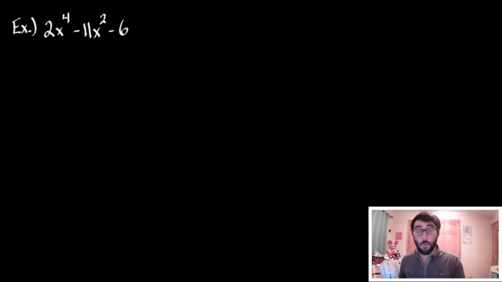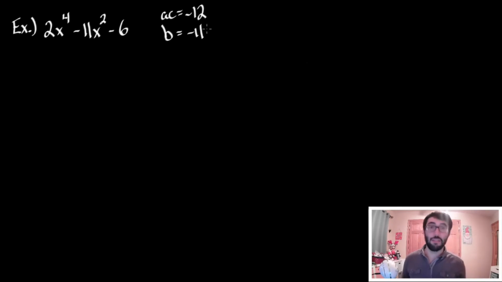Well, the long way, remember, is that we needed to find two numbers that multiply to a times c, which in this case would be 2 times -6. So we've got to find two numbers that multiply to -12 and add to our middle term b, which is -11. Now, technically, this is no longer a, b, and c, since this is a quartic and not a quadratic, but I'm going to continue using those same letters just so we are not confused at all. So I need to find two numbers that multiply to -12 and add to -11. And those two numbers would end up being -12 and +1.